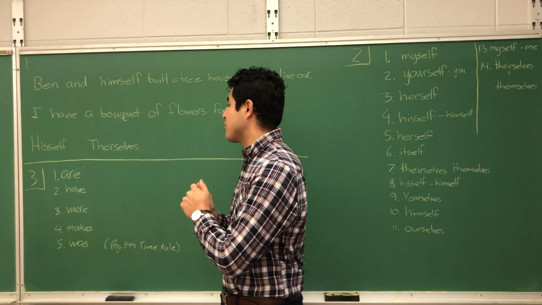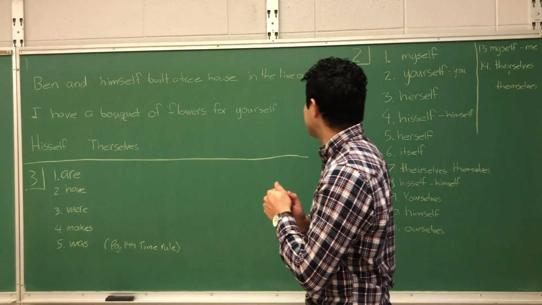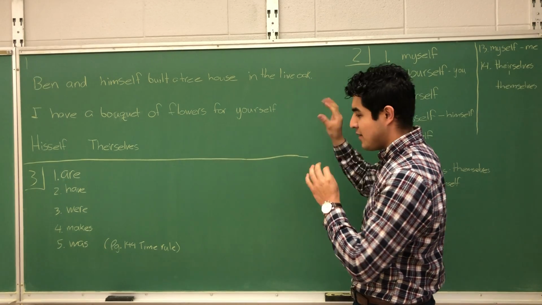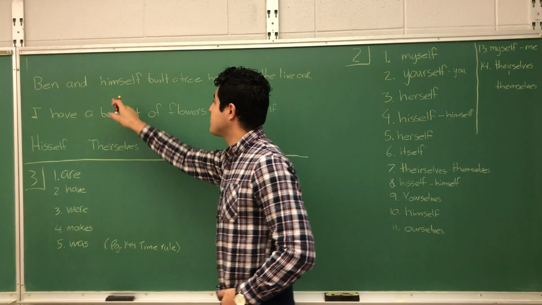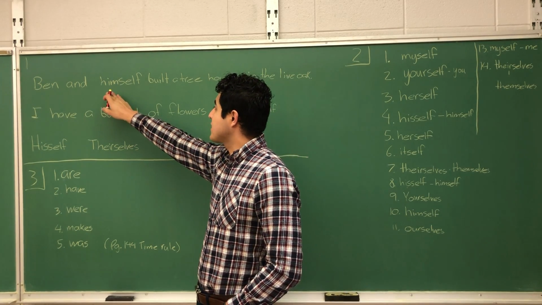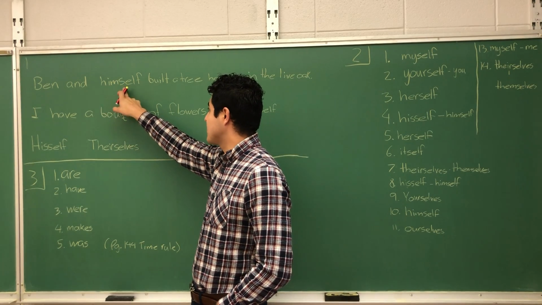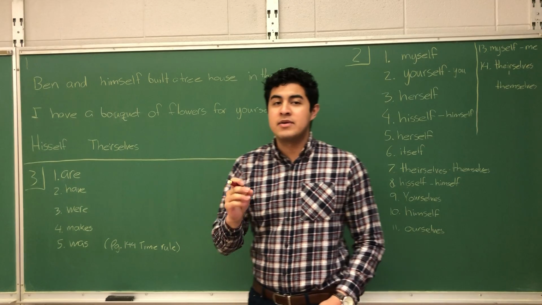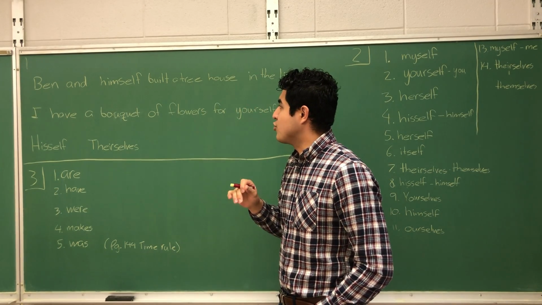So we've got a couple examples here on the board. "Ben and himself built a treehouse in the live oak." So here they try to use a compound personal pronoun in the place of a personal pronoun, okay? So here you see the him, the self, it's a compound personal pronoun. But let's notice if this is the appropriate use of it.